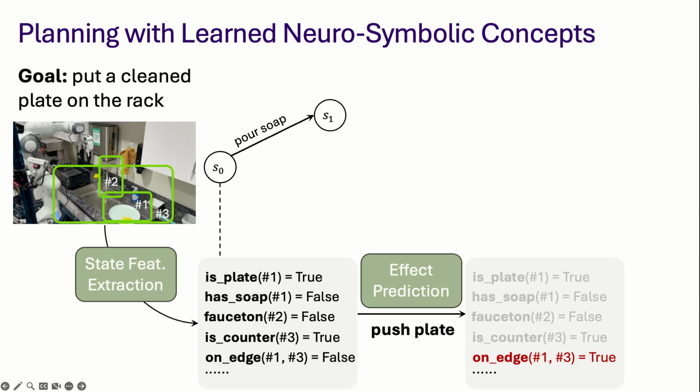You can do a similar thing for different actions, in this case, push the plate. And then you can enumerate the other possible actions and then think about what will be the effect of it. And you can do that recursively.